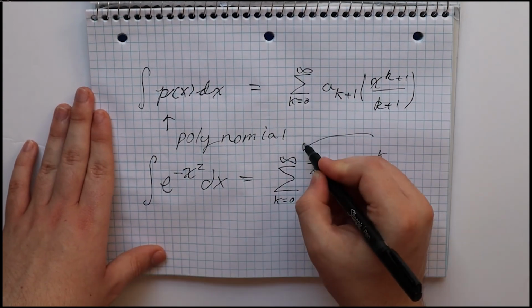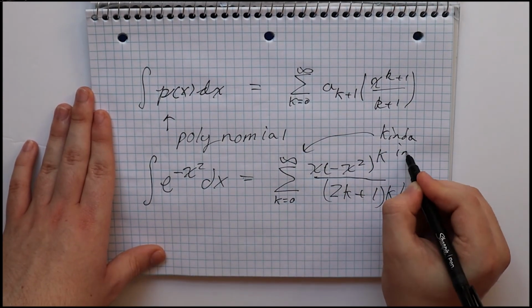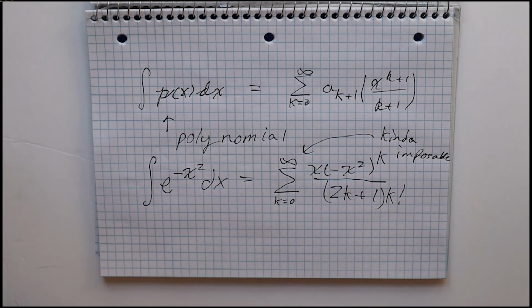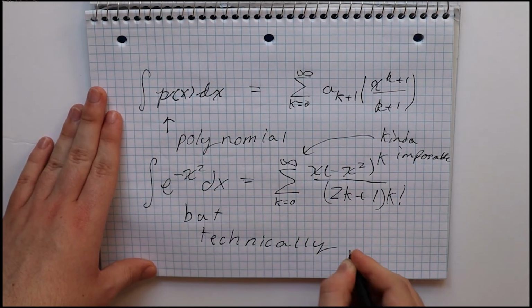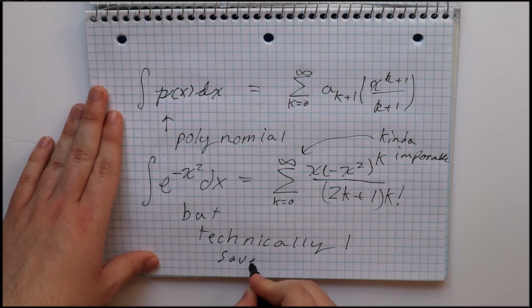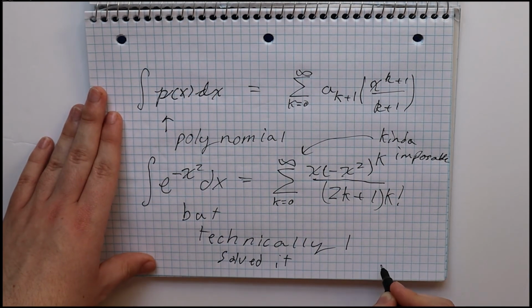Now the reason we call this an approximation is because we can't actually sum up all infinitely many terms. And so what we do instead is sum up enough terms so that the error for the final result is small enough that we don't care. But technically, we solved it.